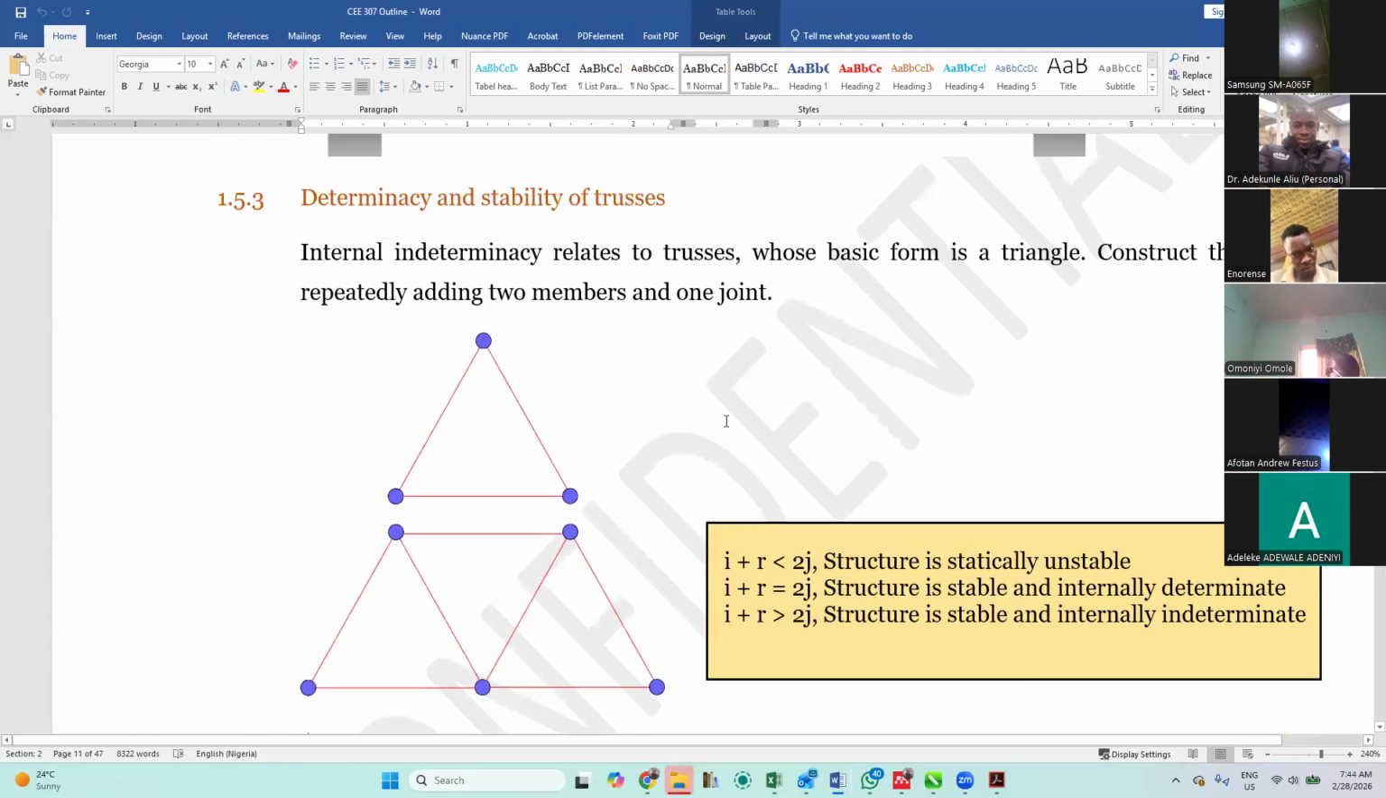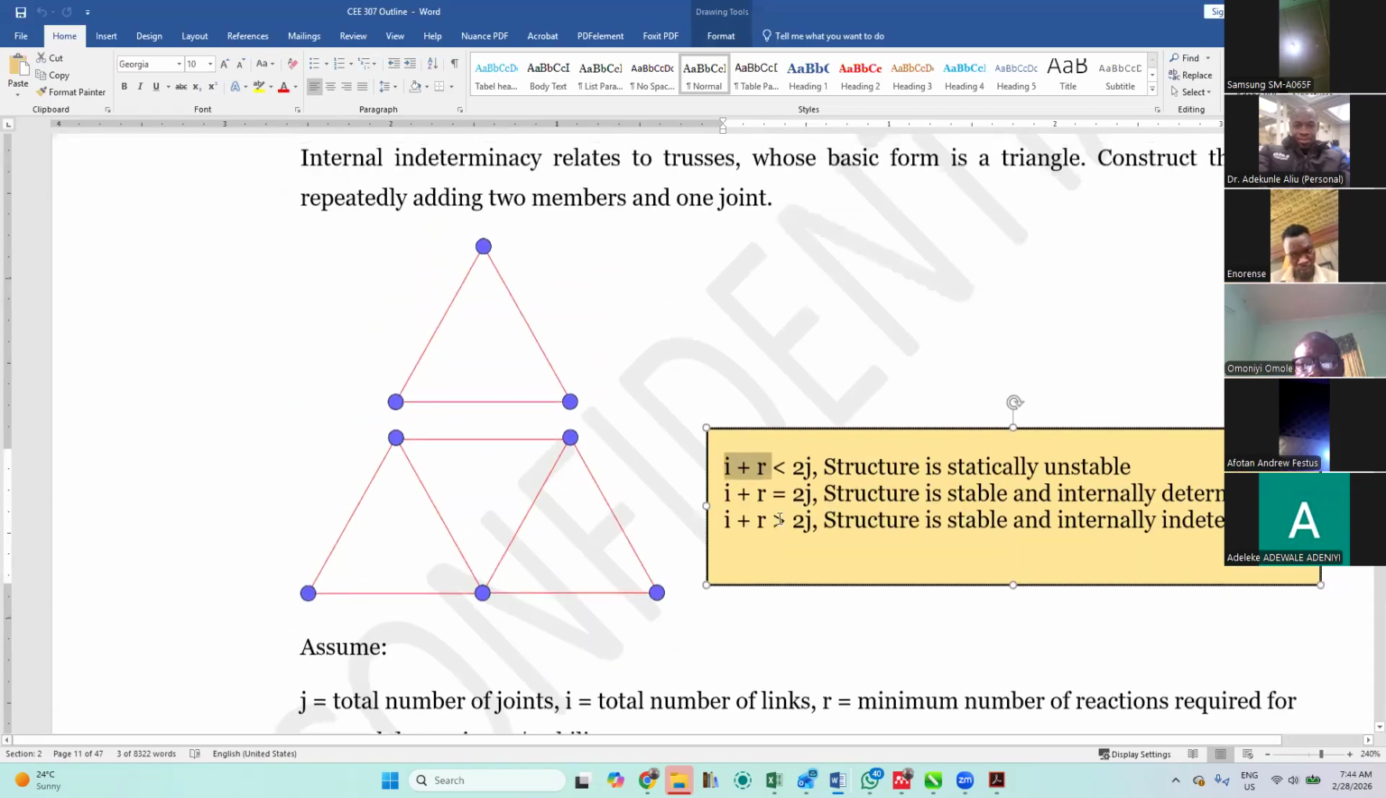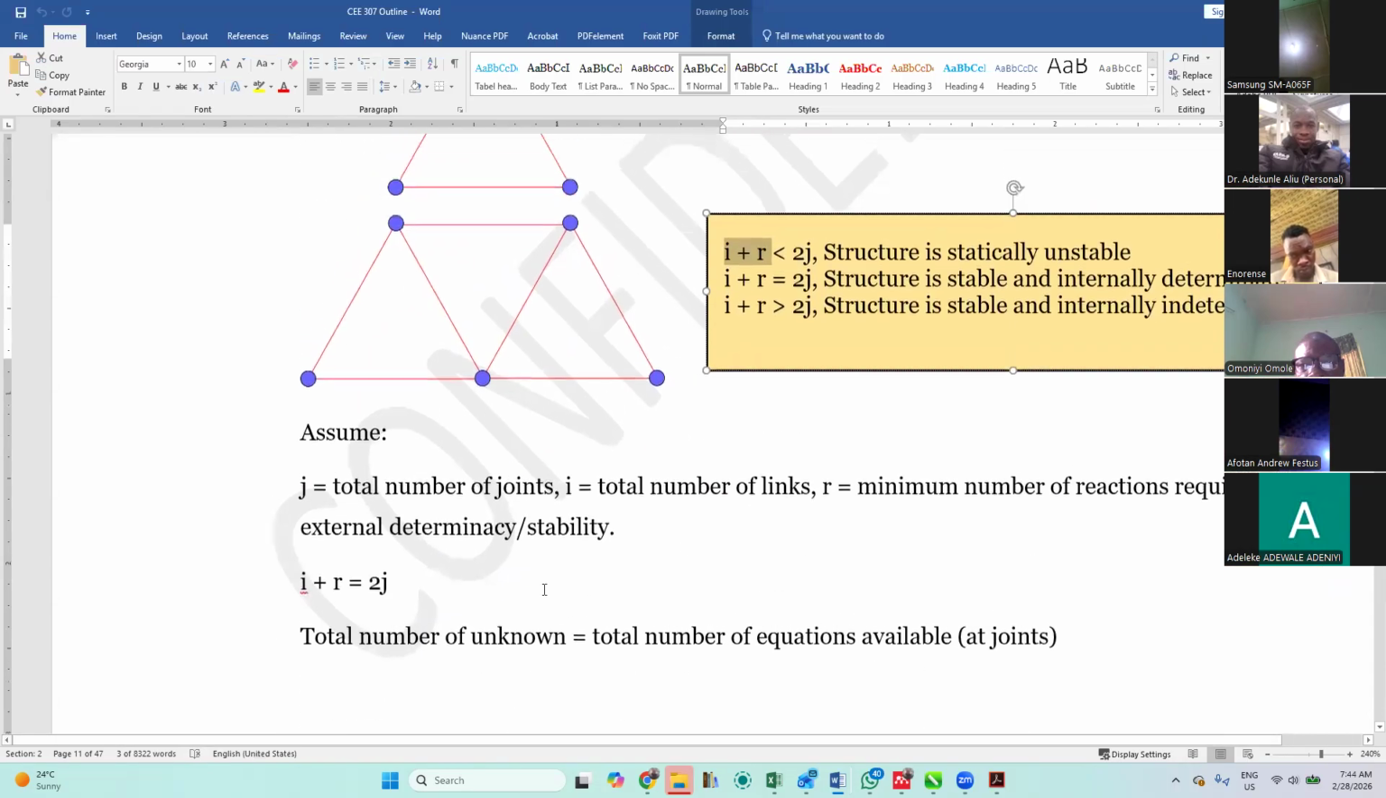Now look, using this particular one, it says that to determine the determinacy and stability of this structure, we have to control them like a triangle, like this. Then we are going to use I plus R is less than 2J. Now, what is I? What is R? What is J? J is equal to the number of joints. I is the total number of links, and R is the minimum number of reactions required for the determinacy.